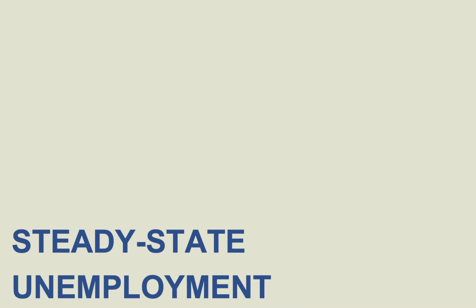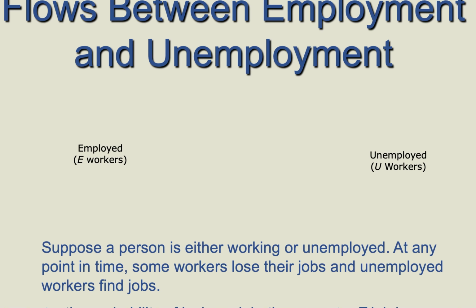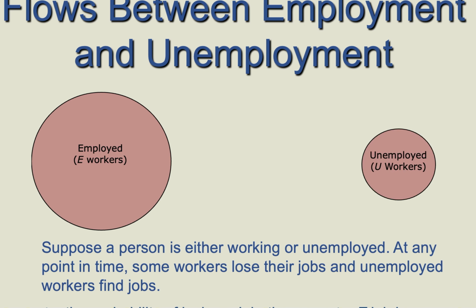Today, we will discuss steady state unemployment. To start, consider this diagram. It shows the flow between employment and unemployment in the economy. Let's say there are 180 million workers employed in the economy at a particular period of time. At the same time, there are a certain number of people who are unemployed in the economy. Let's say about 20 million people.